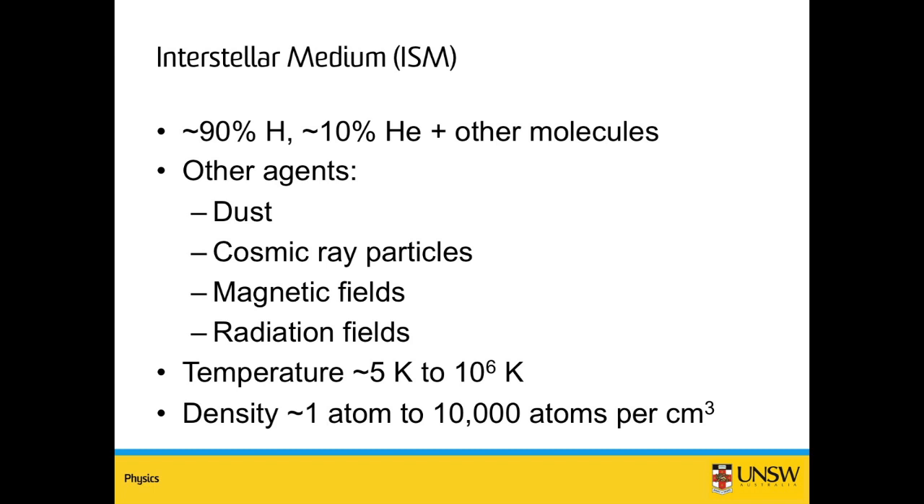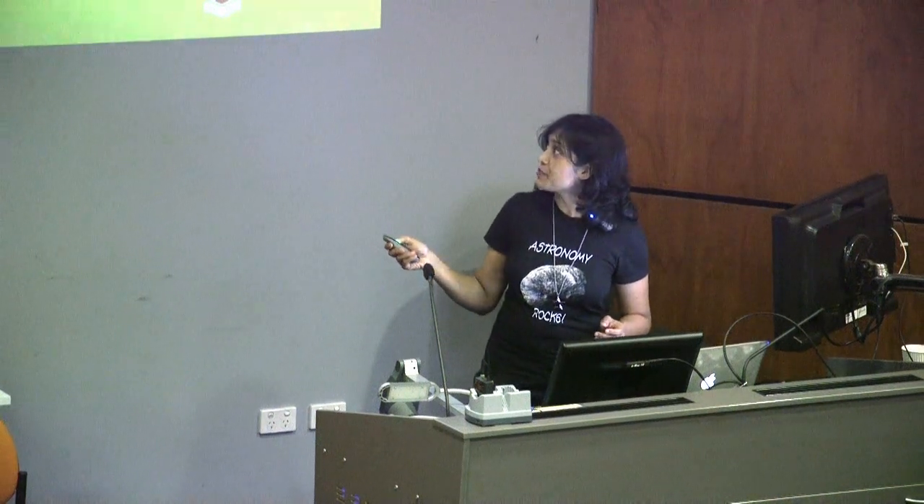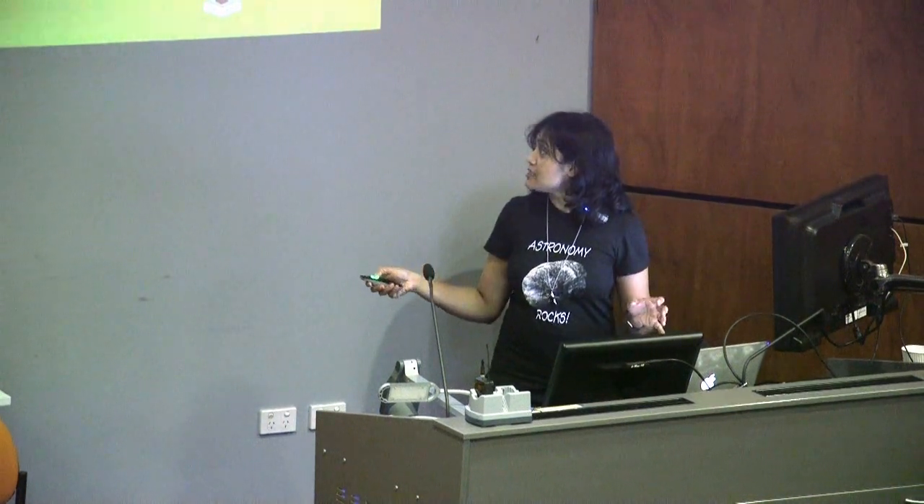interstellar medium. What other agents we have got in interstellar medium? Dust, cosmic ray particles, magnetic fields, radiation fields. The general temperature varies from 5 Kelvin to 1 million Kelvin. So you can see the variation. It depends on different places of the ISM. And density also varies from 1 atom per cubic centimeter to 10,000 atoms per cubic centimeter. So when we are talking about this temperature variation, we cannot really have the same temperature at all the places in the ISM.